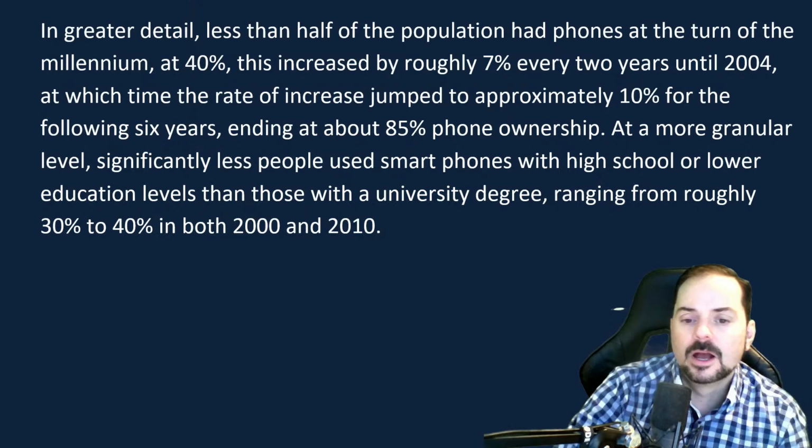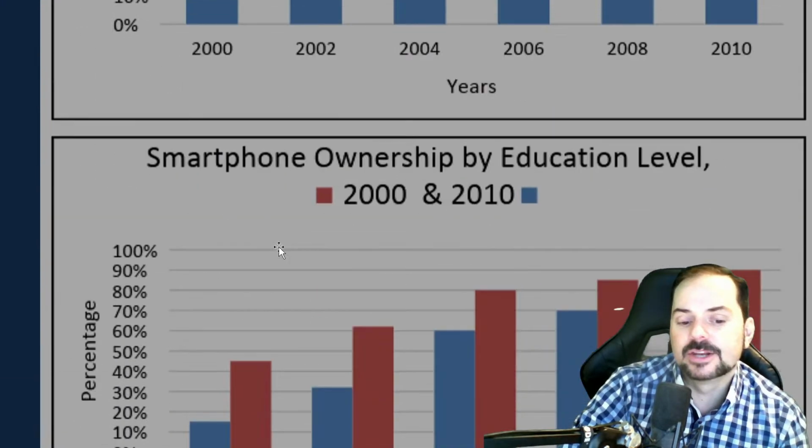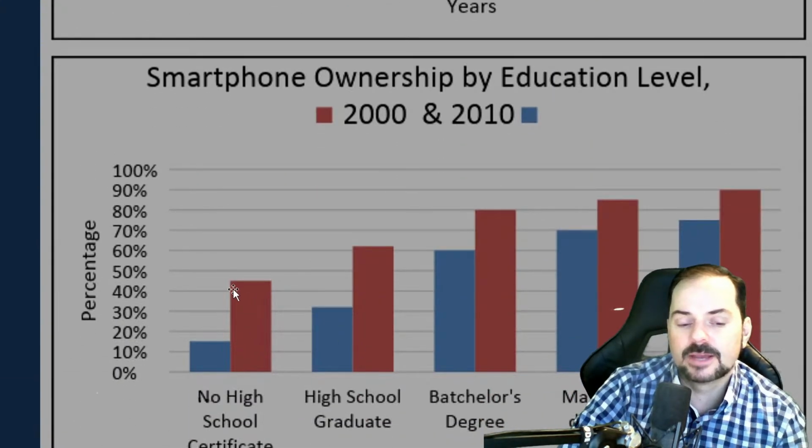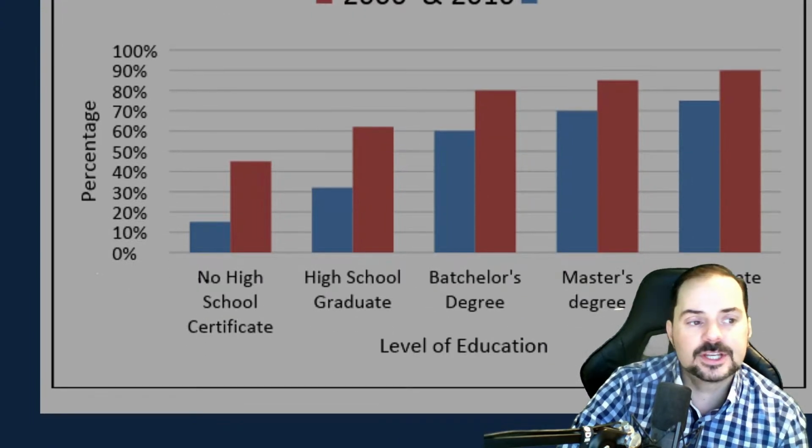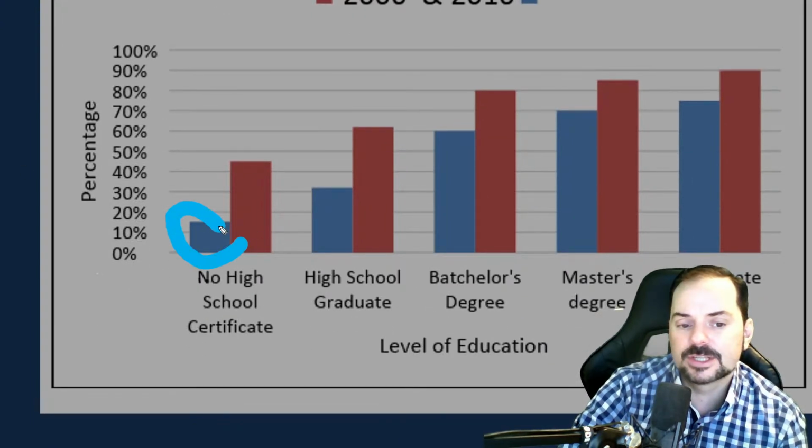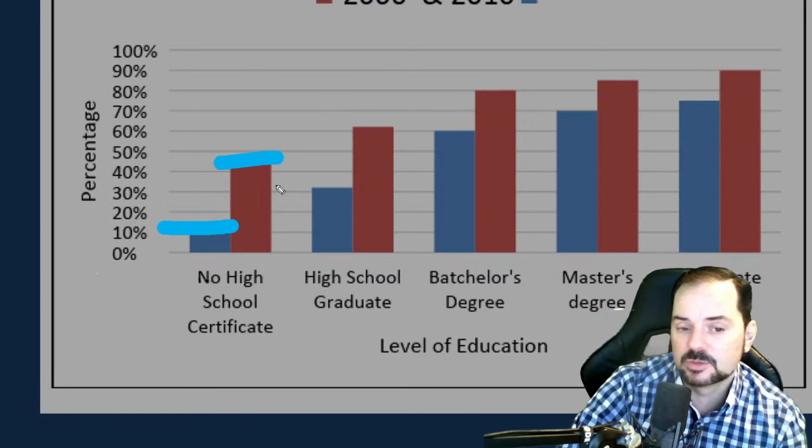Okay. And then we can get into the least and the most. Okay. So this is an interesting data point. We're reporting interesting data points. So this is an interesting one. The least was no high school certificate, but you can still see that even with no high school certificate, there was an incredible increase, almost a tripling from, it is a tripling, from 15% to 45% between the 2 years.